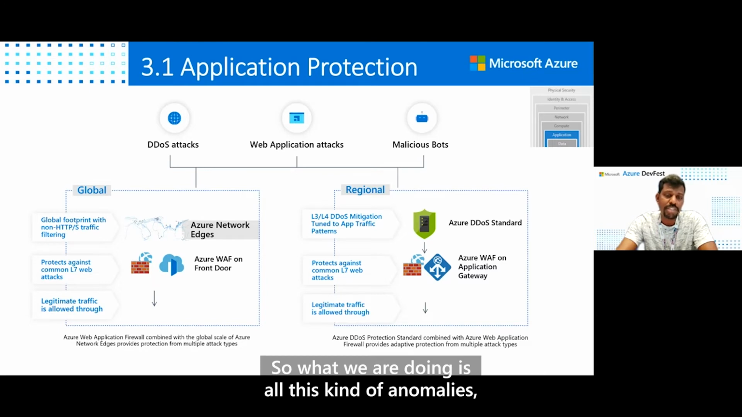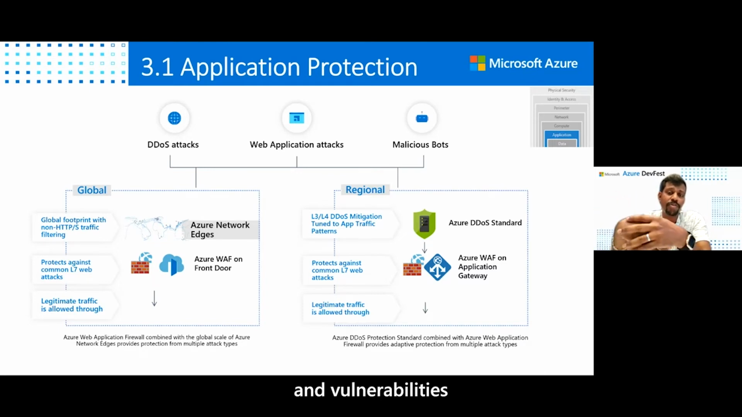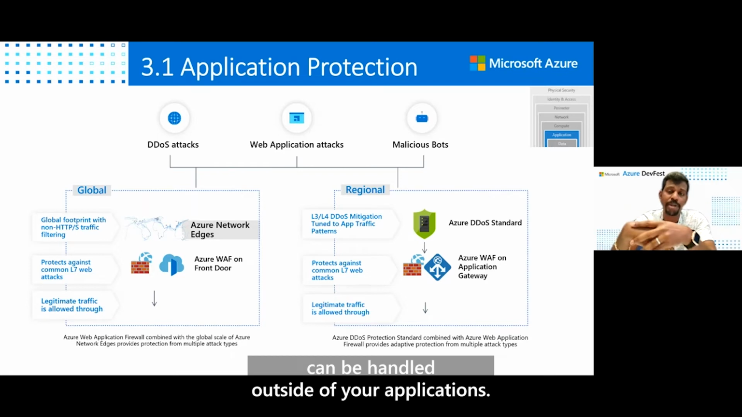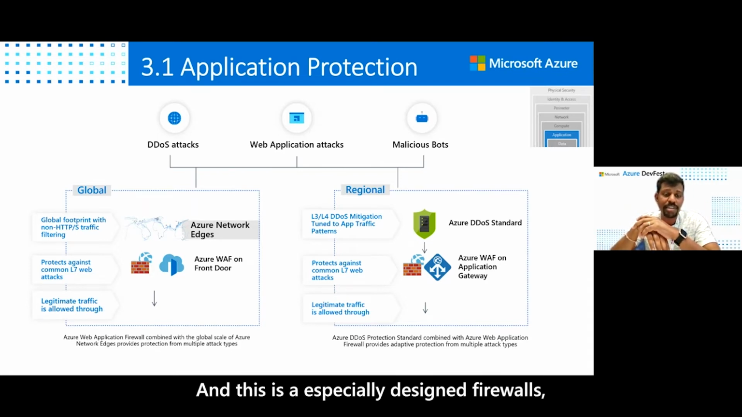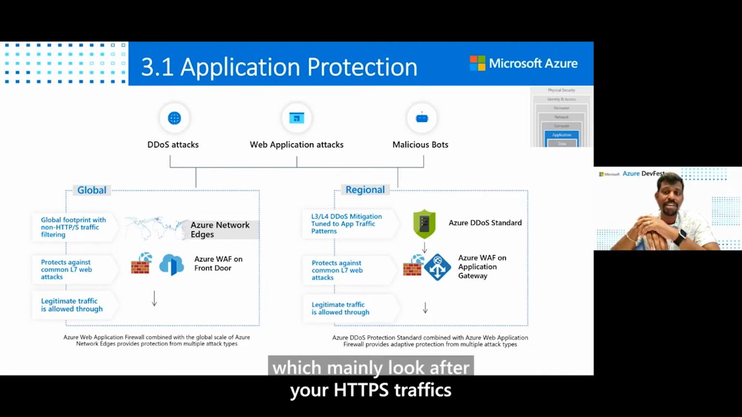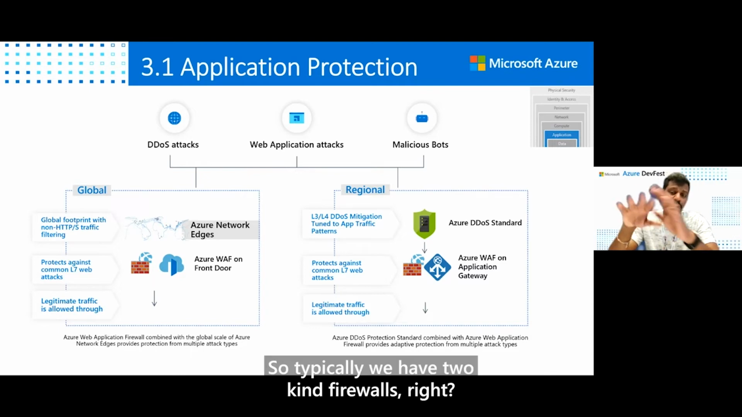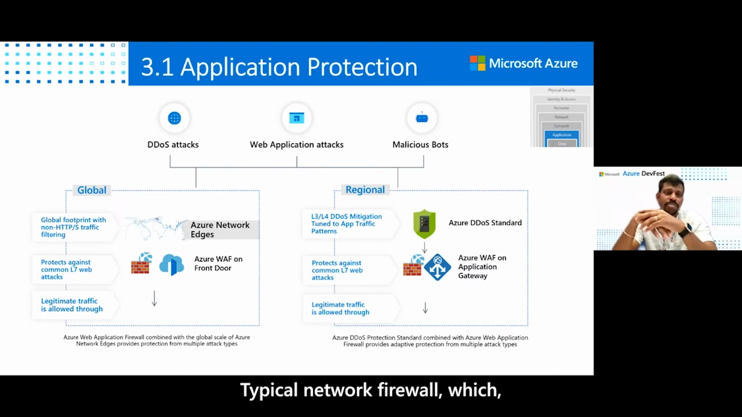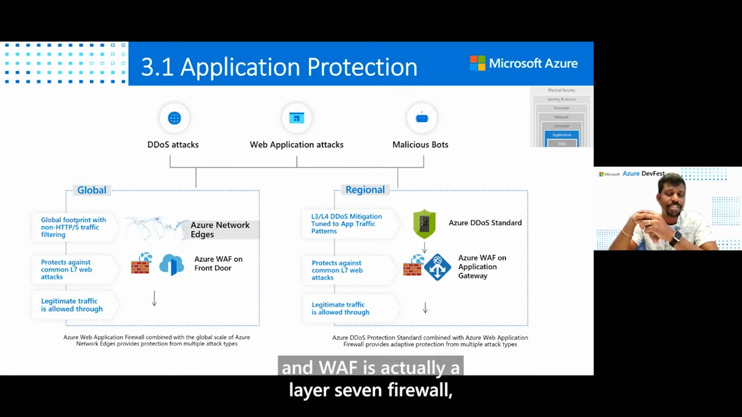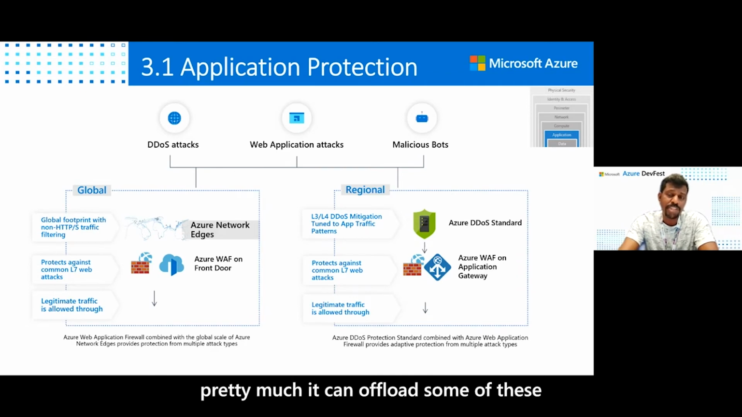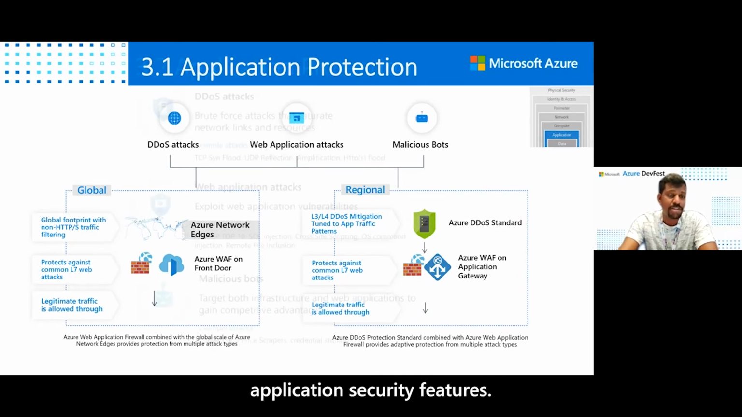What we are doing is handling these kinds of vulnerabilities outside of your applications. That's where the web application firewall comes in, a specially designed firewall which mainly looks after your HTTPS or HTTP-based traffic. Typically we have two kinds of firewalls. The typical network firewall takes care of your TCP-layer, transport-level traffic, and WAF is a layer 7 firewall, which takes care of your HTTP-based traffic. So it can offload some of these application-level security features.